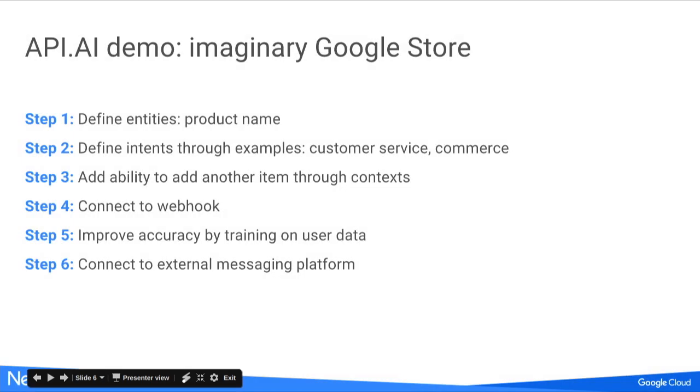Okay, so now to the demo. So what I'm going to do now, we're going to look at an imaginary Google hardware store, and we're going to try and create a conversational app that processes requests for that imaginary store, including service requests and commerce requests. So we're going to just quickly go through defining an entity, defining the intents, adding an ability to buy other items through a webhook, and then we're going to connect it to a messaging platform. Okay, so let's switch to the demo now.